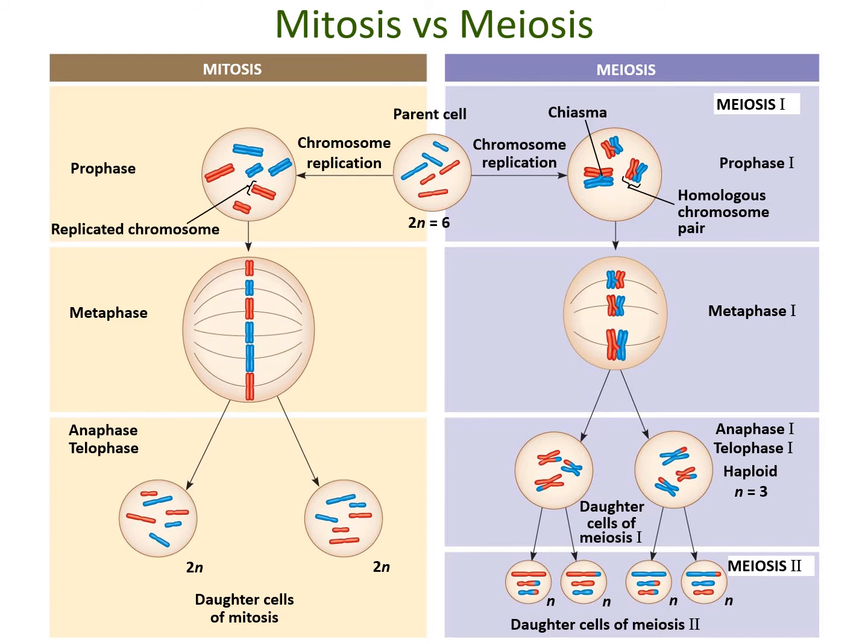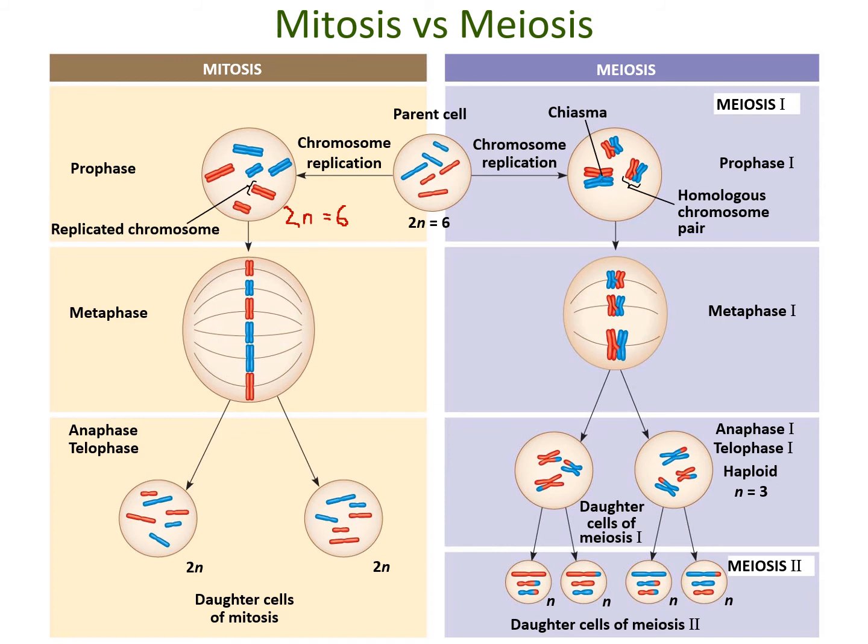Let's look at this condition again. We've got a 2n equals 6 cell that's going to divide by mitosis or meiosis. Now remember that after chromosome replication, so after the S phase, we have doubled the amount of DNA, but we have not changed the number of chromosomes, and we have not changed the ploidy. So looking at mitosis first, the condition for this cell here, and you'll have to excuse my writing, is still 2n equals 6. We still have 6 chromosomes, except each of the chromosomes consists of 2 chromatids now.